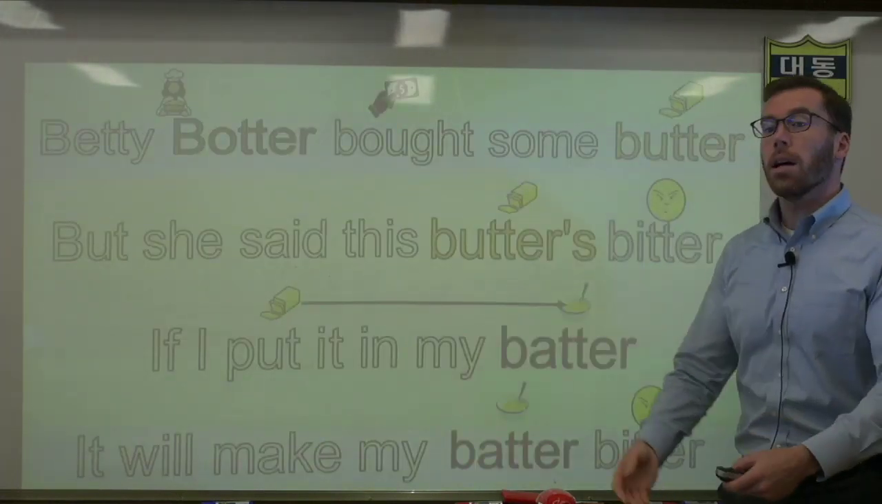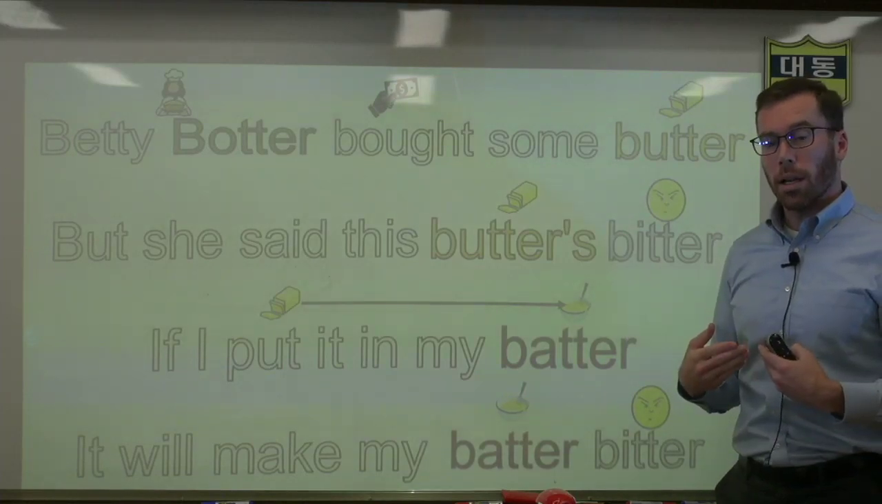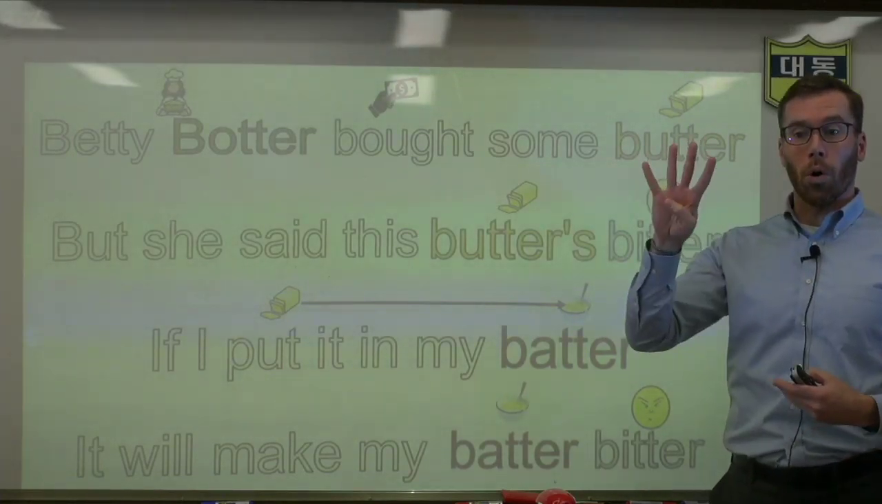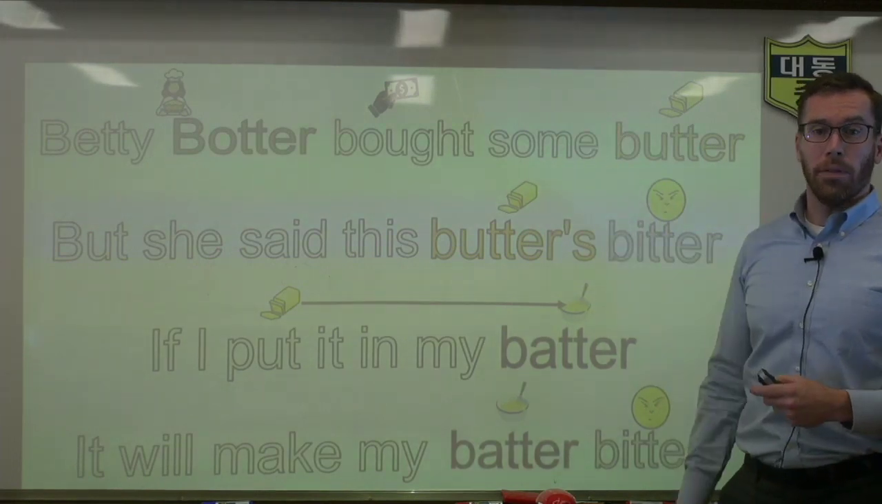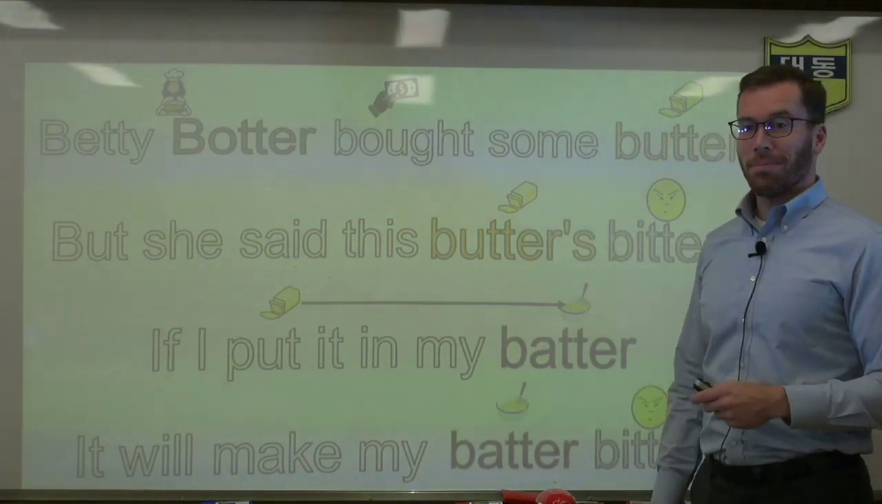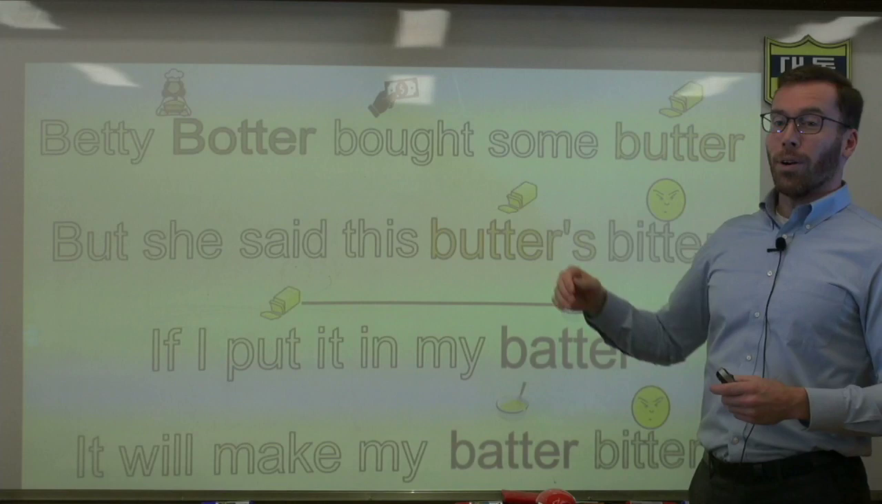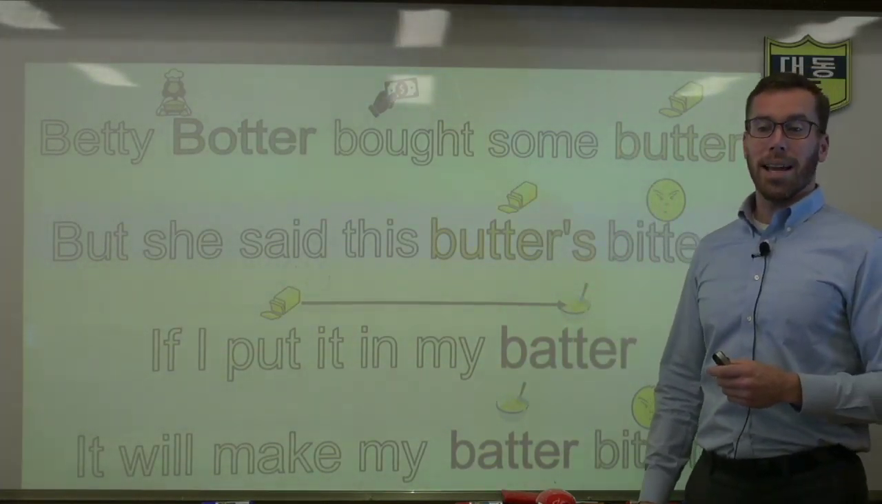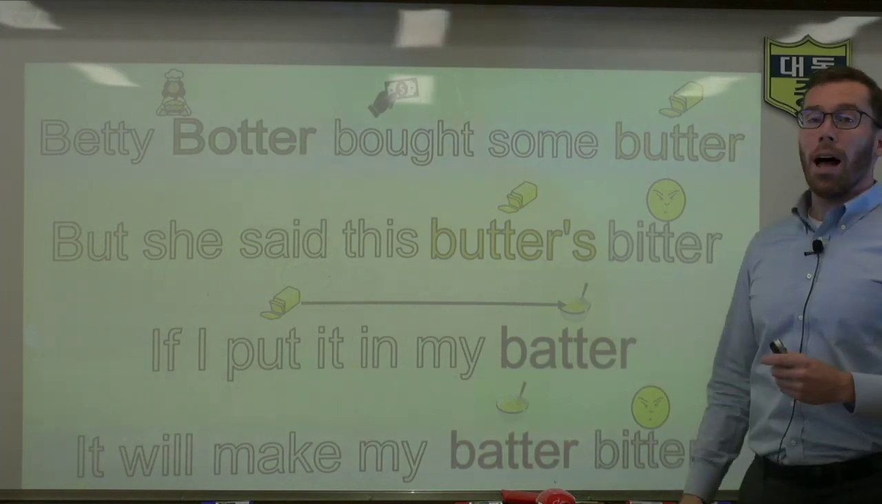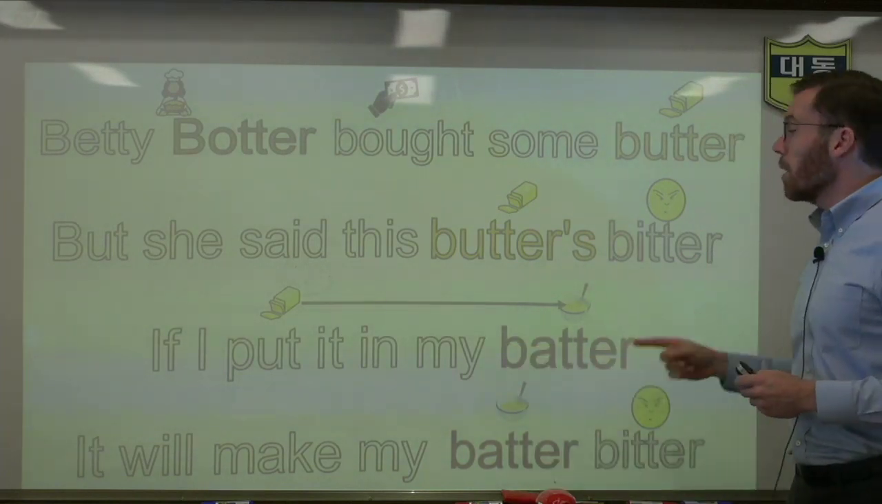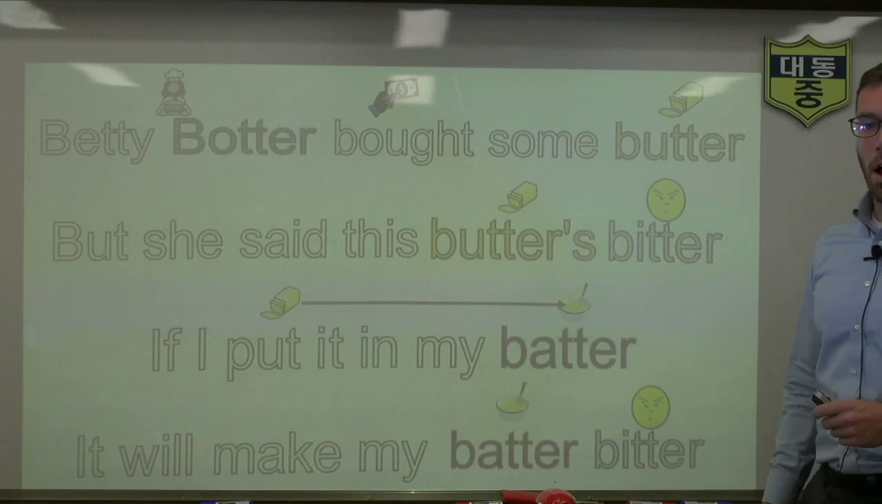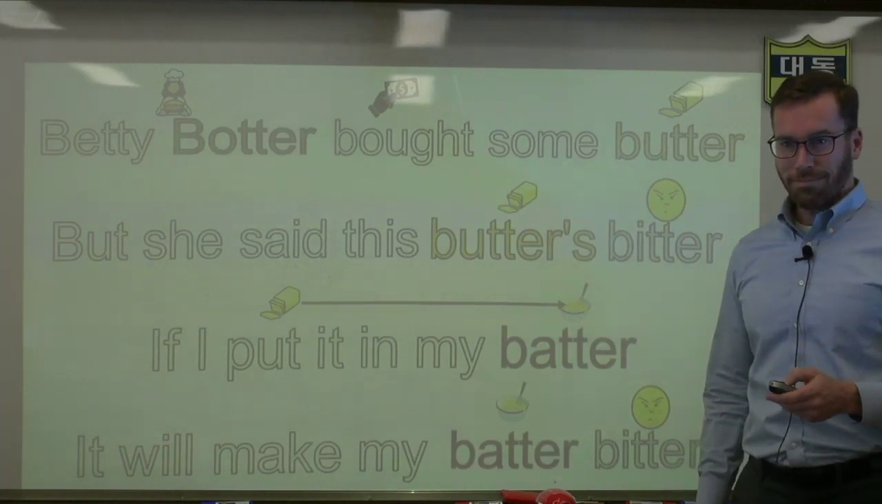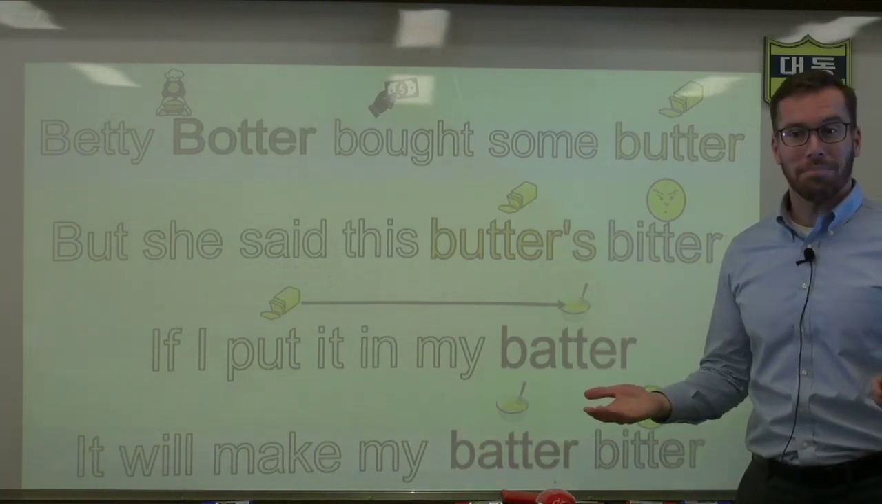Let's practice last week's part, and then we'll learn 4 more lines of the tongue twister. So, ready? Betty Botter bought some butter, but she said this butter's bitter. If I put it in my batter, it will make my batter bitter. That was from last week.